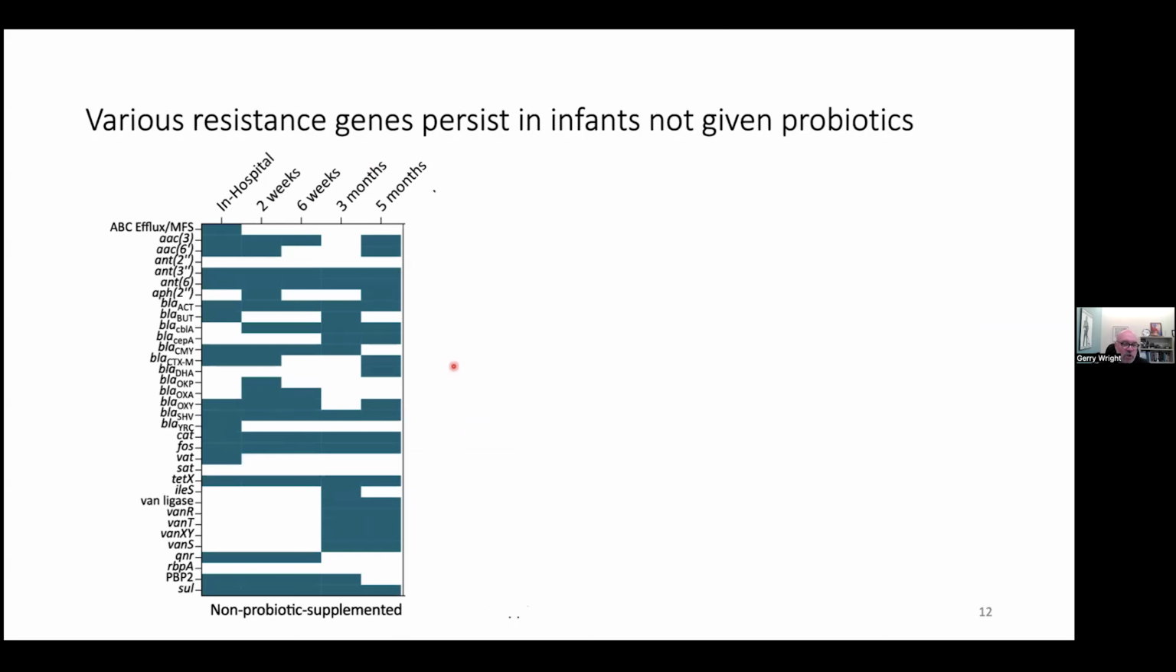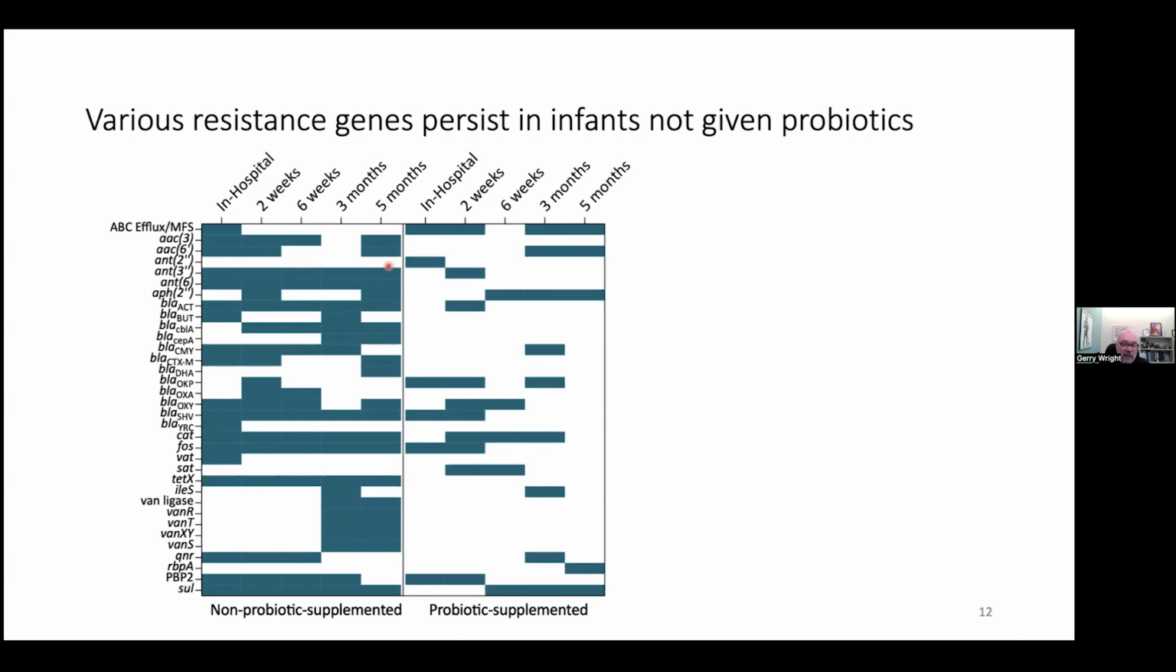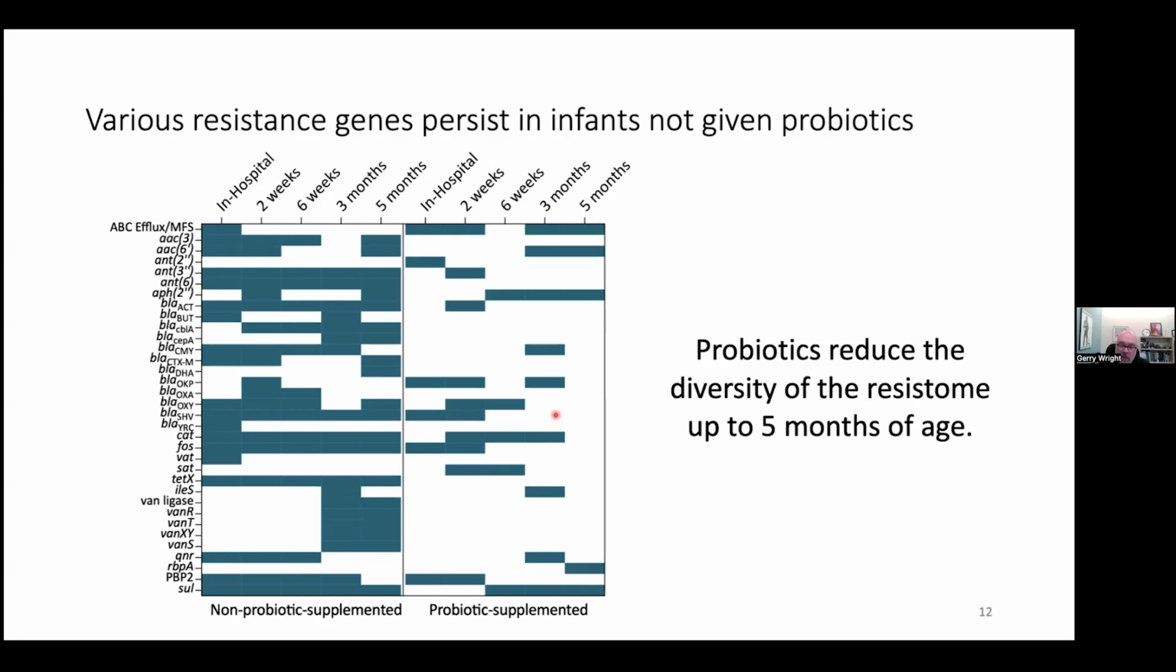We looked at this longitudinally as well. So once they were in the hospital, these are in the case of non-probiotic supplemented babies. This is what we got in the hospital, and we were looking to see, does this wash out over the next 5 months? And the answer is pretty much no. And you can again compare it to the probiotic supplemented babies, and you have a lot more white space here. So I thought that was very interesting. The probiotics did seem to reduce the diversity of these AMR resistance genes up to 5 months.